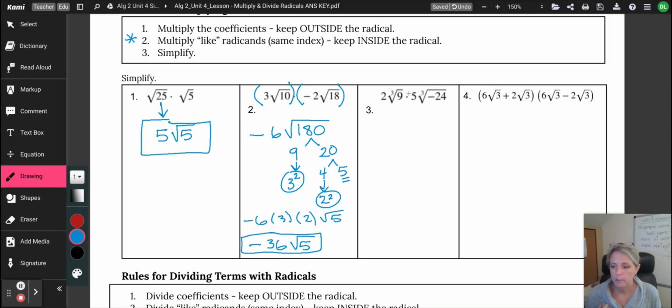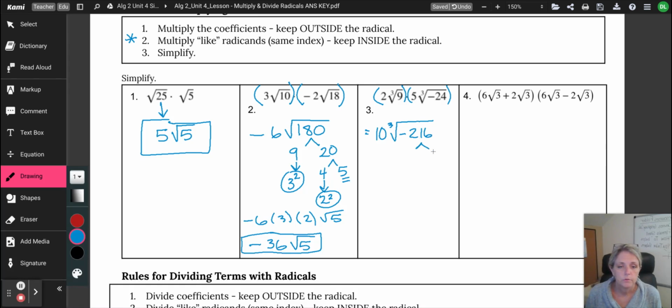Okay, on the next one, we're going to go through and do the same thing. So 2 times 5, and you can go ahead and put your parentheses in here if it helps you see it. 2 times 5 is 10, and we have 2 cube roots, so we can go ahead and multiply those. 9 times 24, or a negative 24, is going to be a negative 216.